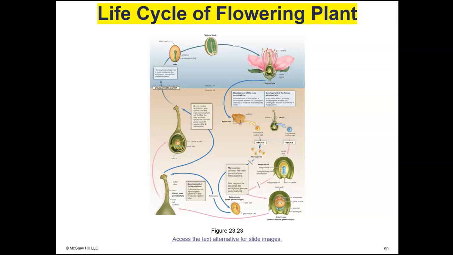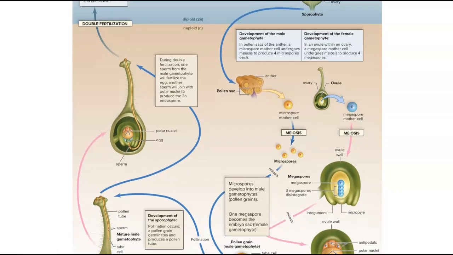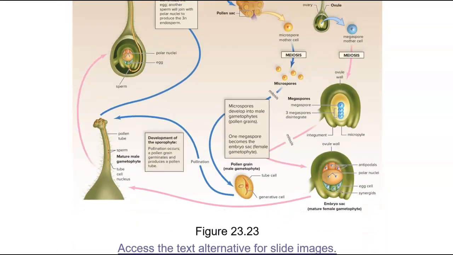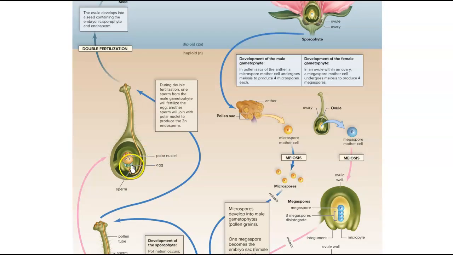Let's blow it up and just go over that part of it. Okay, so we have pollen landing on the stigma, and one of the cells, called the tube cell, grows into a pollen tube. The other 2 cells are the sperm, and one of those sperm fertilizes the egg. Notice how there's 1, 2, 3, 4, 5, 6, 7 cells in here inside of this ovary. One of those cells becomes the egg. These are the 2 polar nuclei.